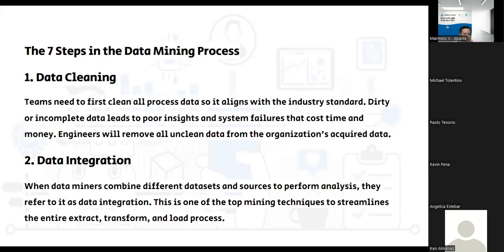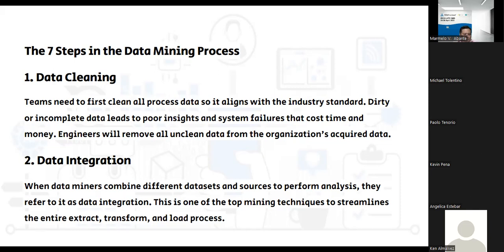For example, they may manually fill in missing values or utilize the mean of other data to fill in a probable value. Teams will also use binning methods to remove noisy data, identify outliers, and resolve any inconsistencies.